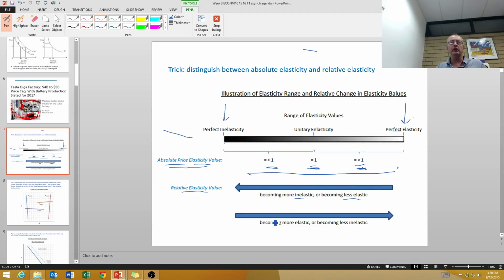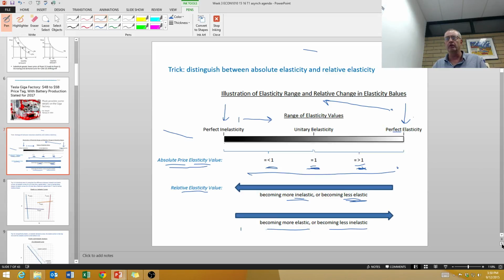So a good product, if you're starting at this end of the range here, and we move in this direction, can become relatively more elastic, or we can say the same thing, we become relatively less inelastic. Or if we start at the elastic end and we move in this direction, we can become less elastic or relatively more inelastic. It's just speaking relatively.